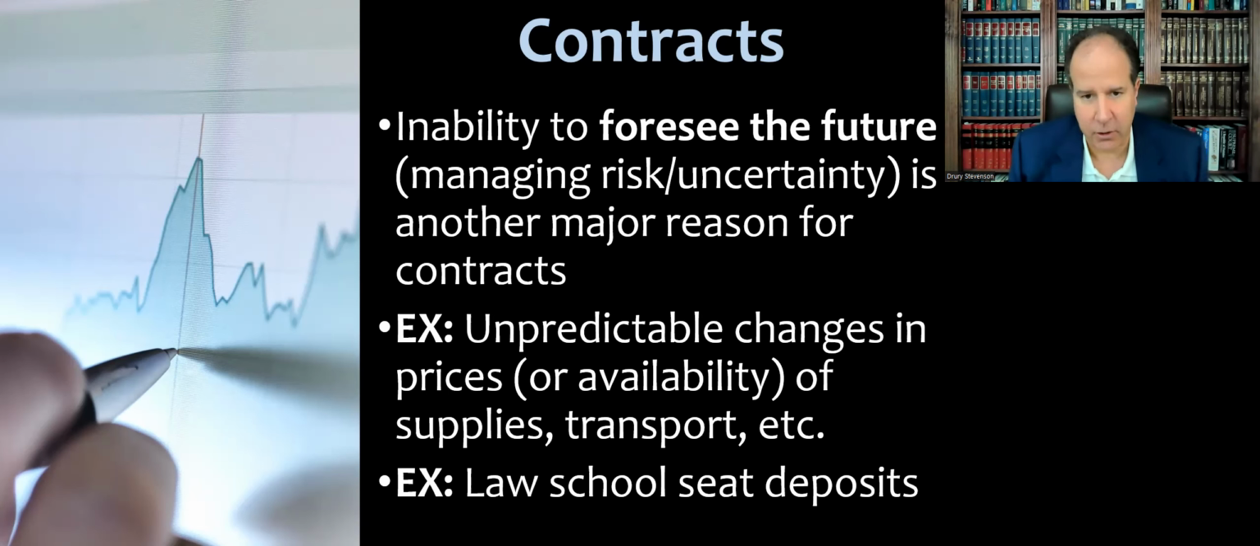Natural disasters like hurricanes and major floods or tornadoes, wildfires, all of these things that are hard to predict, that we know are out there, but they're uncertain. That's another reason for contracts. And to make a very simple example, unpredictable changes in prices, right? For either, if you're a manufacturer, the supplies that you need, or the transportation to get your goods to market.